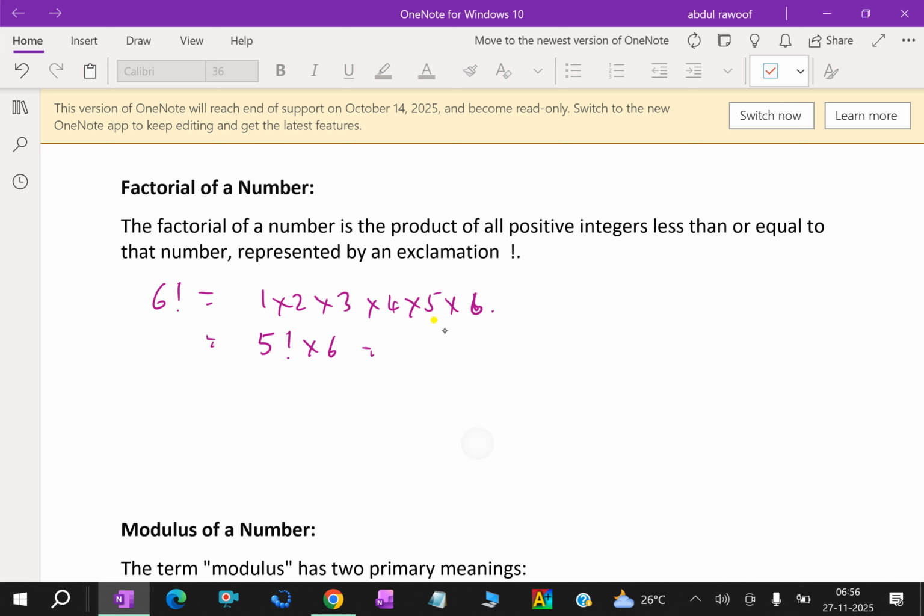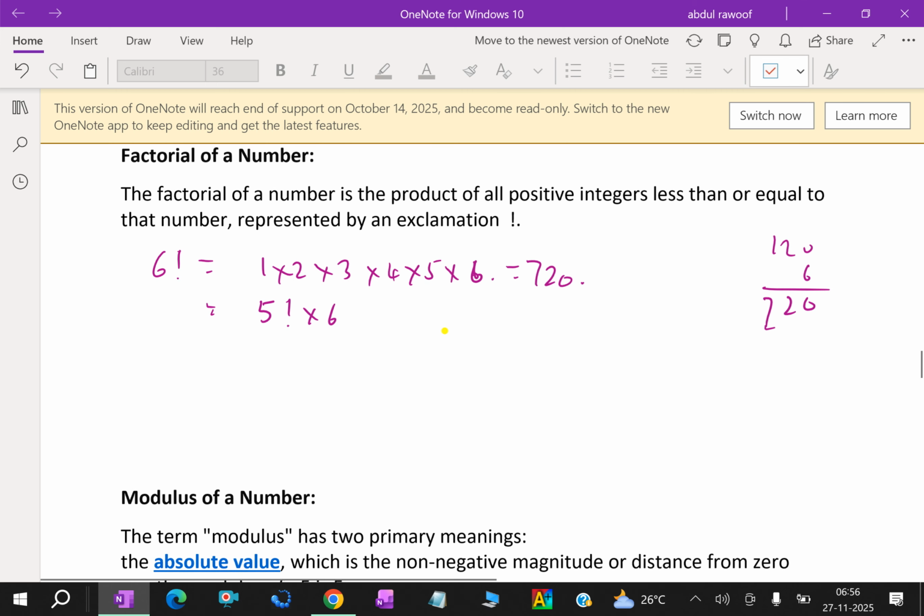Further, up to 4 you can write 5 factorial into 4, into 6, in simpler form, because 5 factorial gives 1 into 2 into 3 into 4 into 5 into 6. What is 6 factorial? 2 3s are 6, then 4 6s are 24, 5 into 24 is 120, 120 into 6, 1 carries, 720. The value is 720.